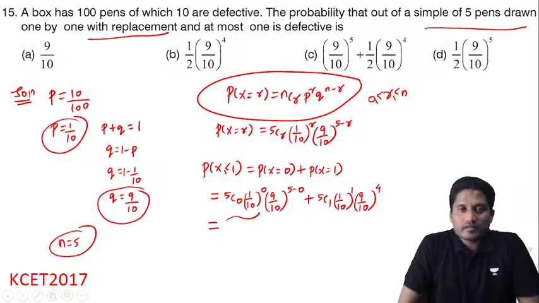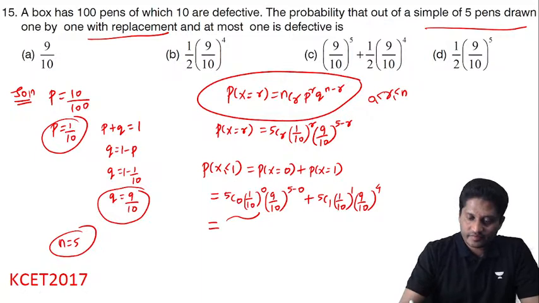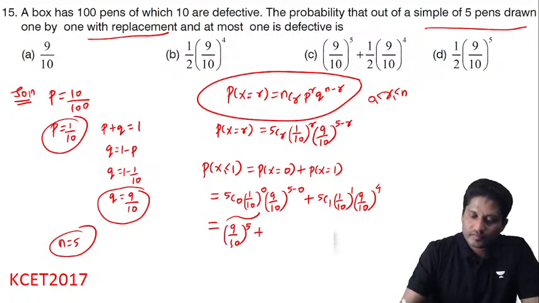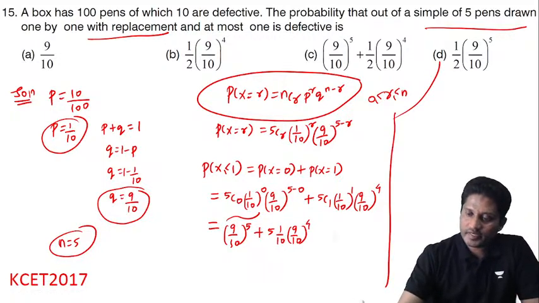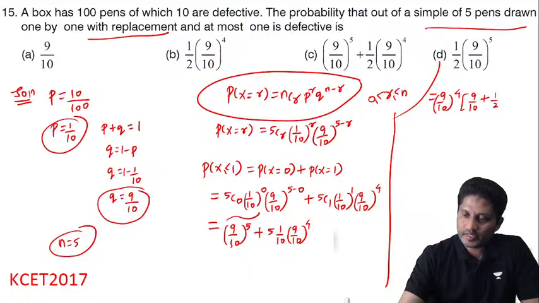These two are 1. This is 9 by 10 whole power 5 plus 5C1, which is 5, times 1 by 10, 9 by 10 power 4. Now if I take 9 by 10 power 4 common, what is left is 9 by 10 plus 5 by 10. The LCM is 10, so you'll get 9 plus 5.